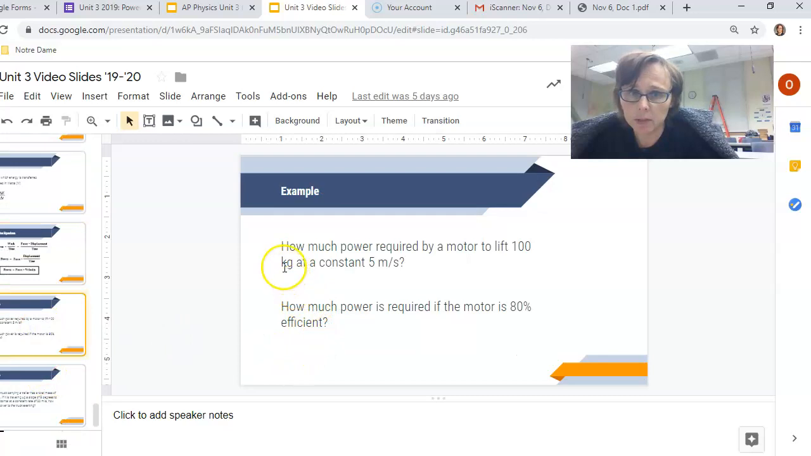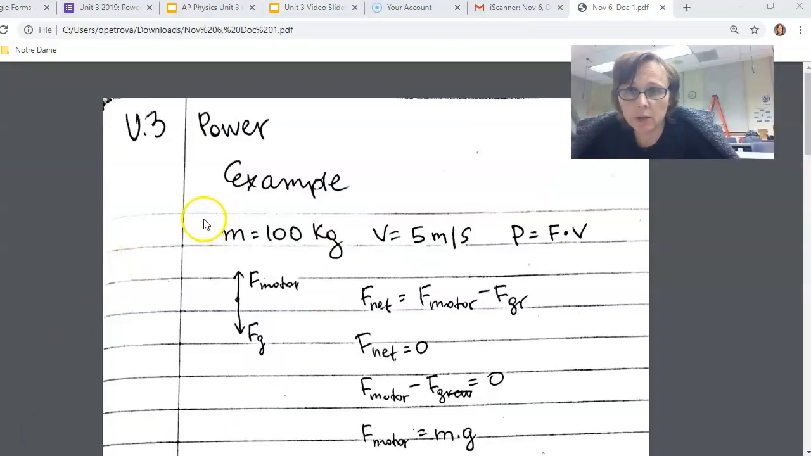With this example: how much power is required by a motor to lift 100 kg at a constant speed of 5 meters per second, and how much power is required if the motor is 80% efficient? Let's look at these examples. Let's write down what is given. Mass is 100 kilograms, velocity 5 meters per second. The formula for power we're going to use is force times velocity.